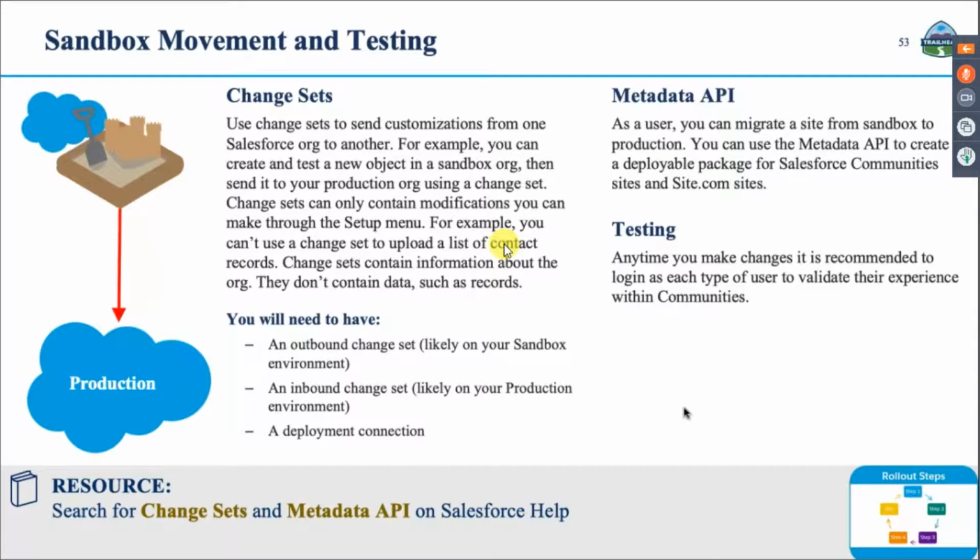And then how do you handle sandbox movement and testing? What all is accepted by sandbox, what all can be transferred by change sets, you should know that. What are the things that you can transfer from sandbox to production org in terms of communities, whether you can use them or not, that also you should know.